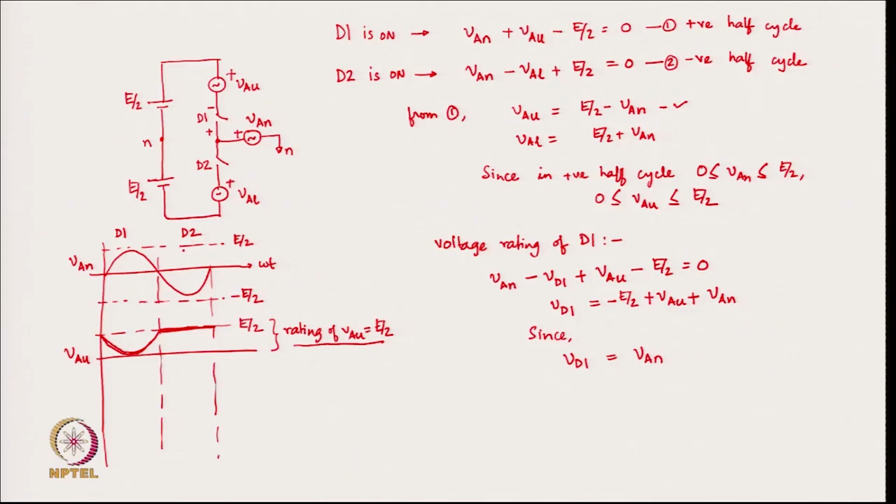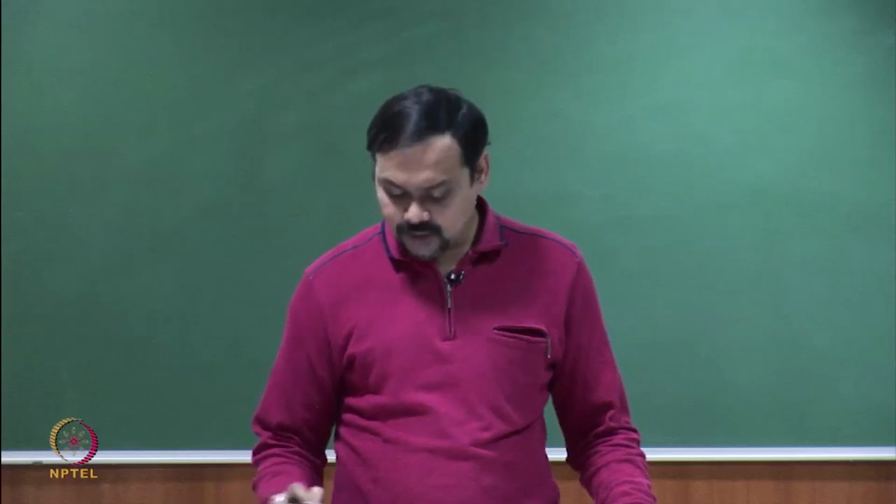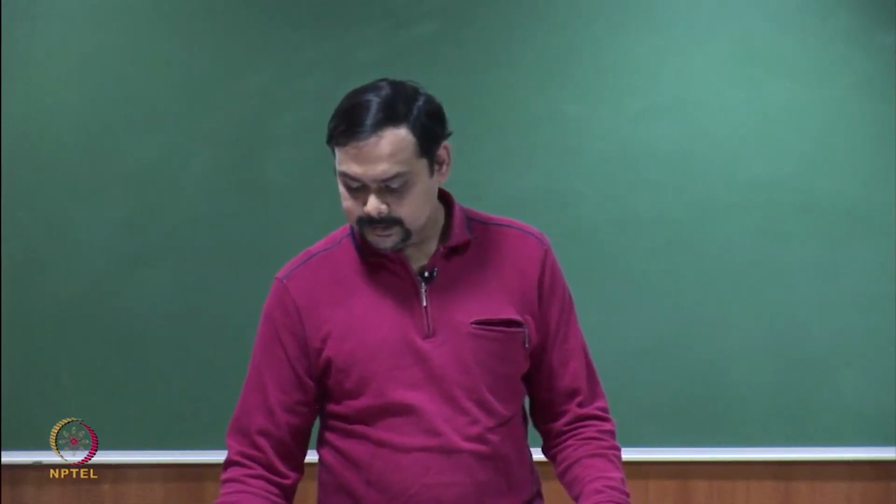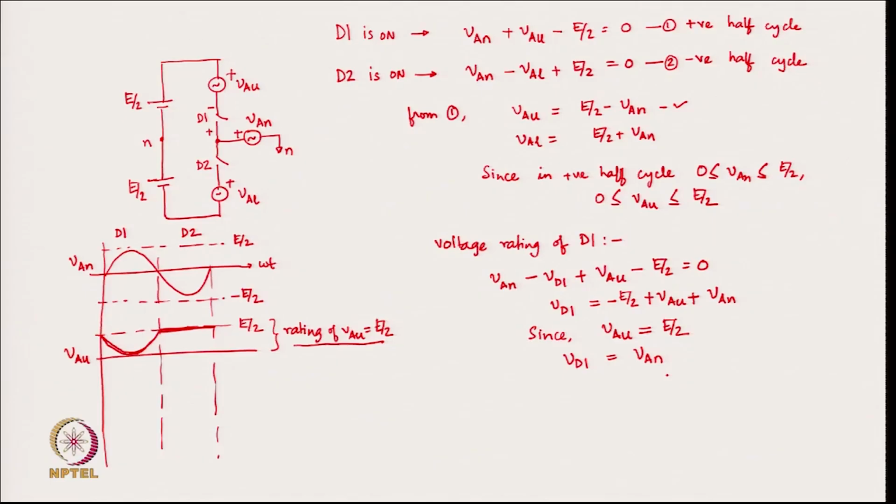negative half, that is during this time, the VAU voltage is clamped to E by 2. So, we can say since VAU is equal to E by 2, okay, therefore, the voltage of this one is equal to VAN. Okay. So, this means that the voltage rating of directed switch is equal to the peak AC voltage. Okay. So, therefore, voltage across D1.